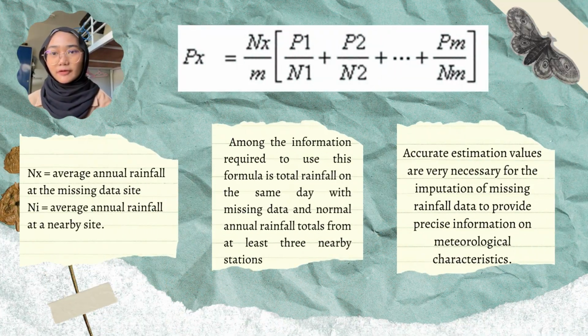To use this method, a formula has been reserved, which is the formula above, where NX is the average annual rainfall at the missing data site, and NI is the average annual rainfall at a nearby site. Among the information required to use this formula is total rainfall on the same day with missing data and normal annual rainfall totals from at least 3 nearby stations. Accurate estimation values are very necessary for the imputation of missing rainfall data to provide precise information on meteorological characteristics.